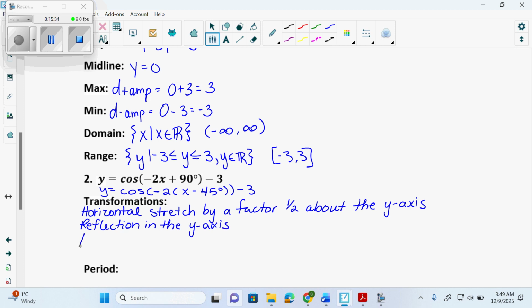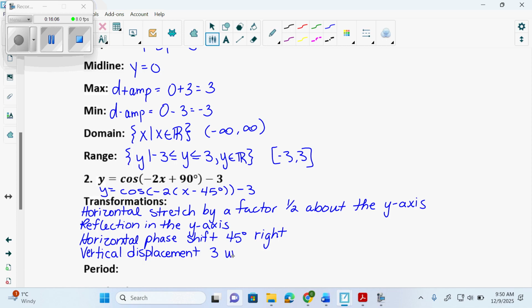We have a horizontal phase shift with your mouth closed. Guys, horizontal phase shift. 45 degrees. Make sure you have a degree symbol. 45 degrees right. And a vertical displacement. If you're like, I don't like those, I'm writing translations. Cool, you're not getting marks. Vertical displacement, 3 units down. Don't be rebels. Conform. It is the way it is. Sorry, but you have to conform.